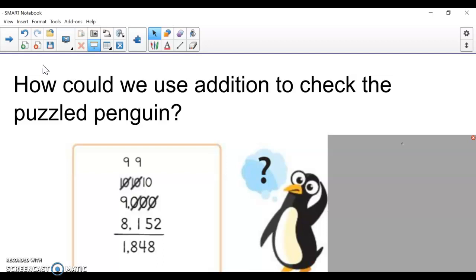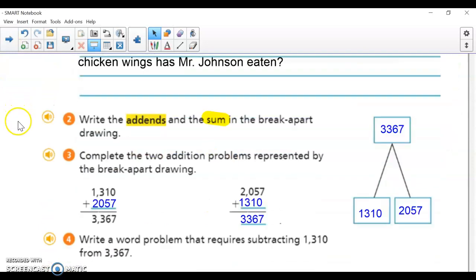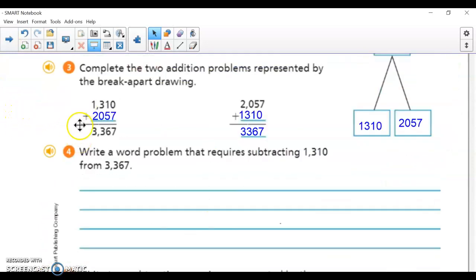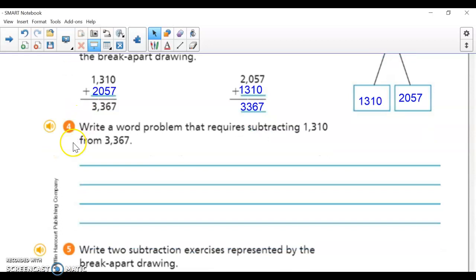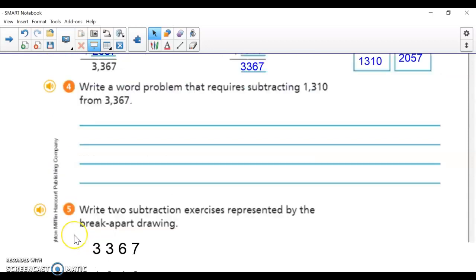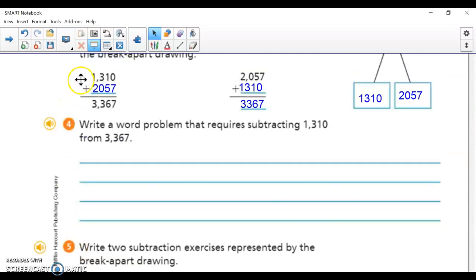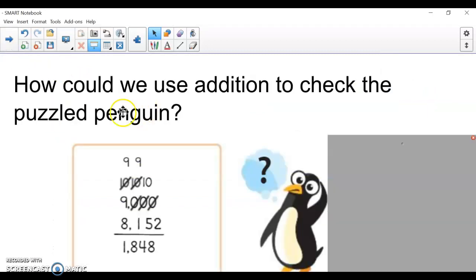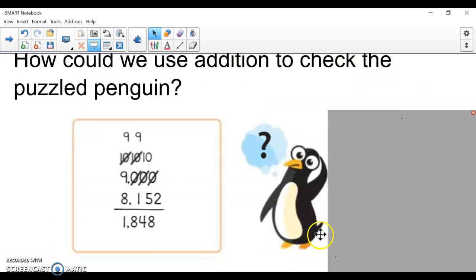And how can addition help us know if we're right or we're wrong? Well, if you look at the pattern that we used in the last page, we took our addition and we just flipped it with the subtraction. We took our sum and we subtracted from it. But we did the same thing up here where we added these two numbers to get that sum. And so let's look at a way that we could do this. And we can see, yeah, that puzzled penguin is wrong again.